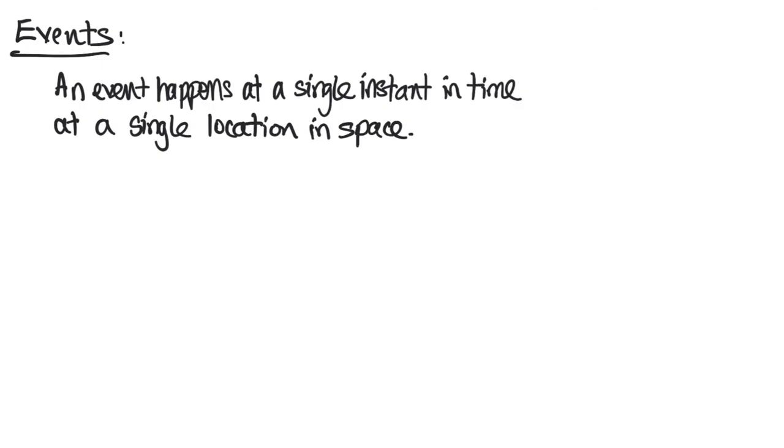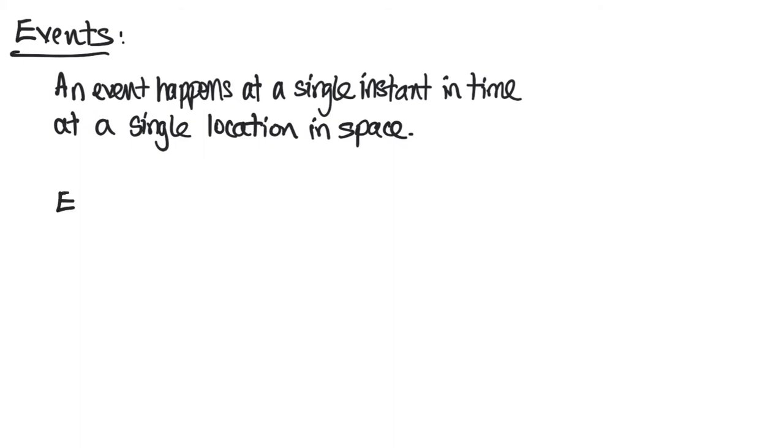So we just talked about coordinates. In that case, coordinates of objects in a two-dimensional space-only environment. Throughout relativity, we're going to make heavy use of this idea of an event. And an event is just something that happens at a specific instant in time at a single location in space.